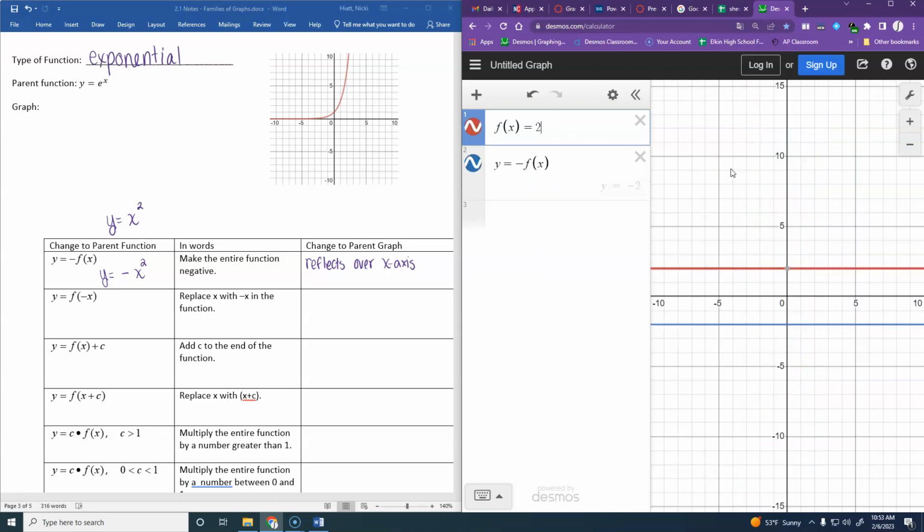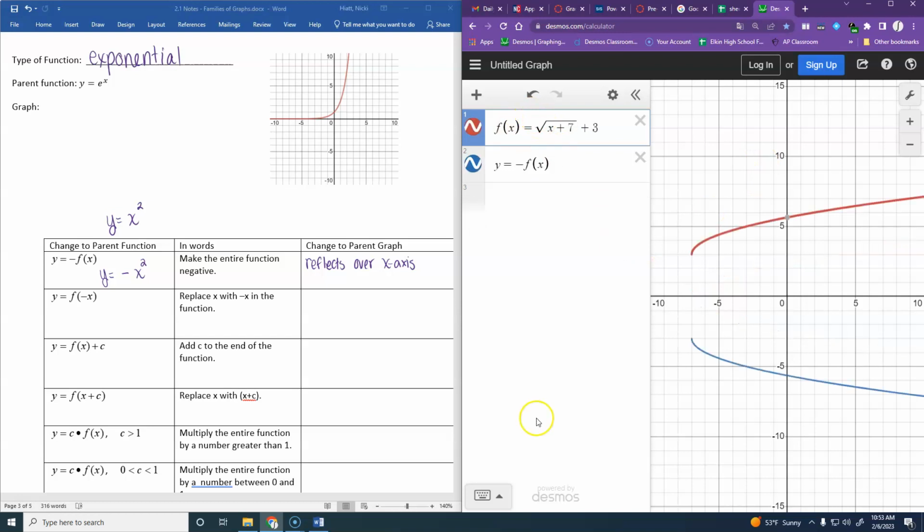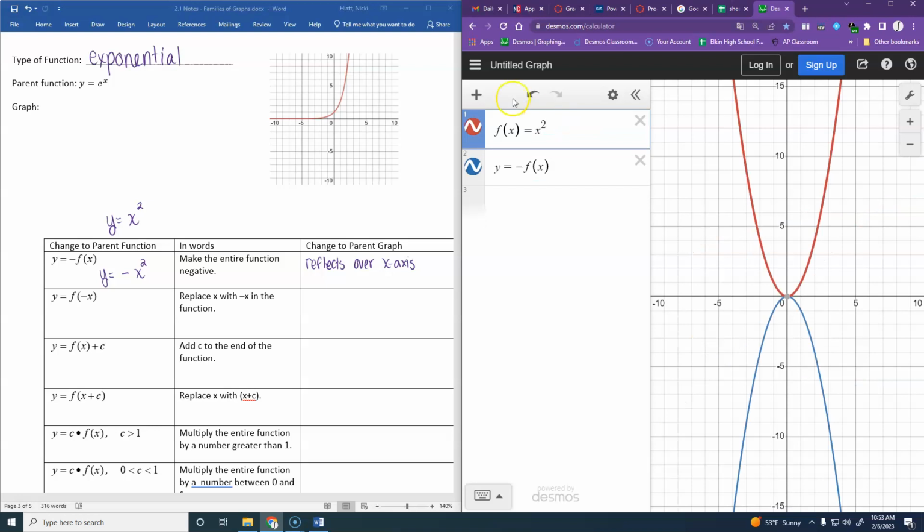If I had something like square root of x plus 7, let me put a plus 3 on the end so you can see it. If I have the square root graph, which is this red graph, if I put a negative out front, which would be like a negative and then a parentheses around all that stuff, it's just going to flip it upside down. So, x squared, though, is what I want to stick to looking at. So, flip over the x-axis.